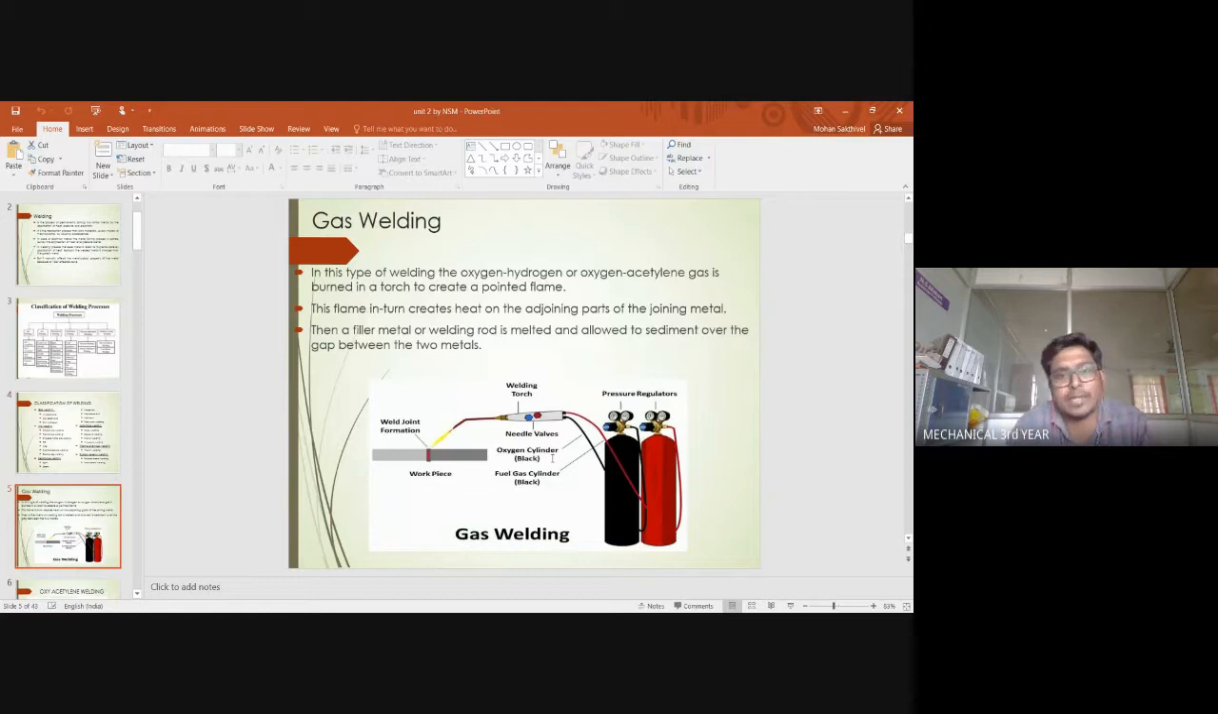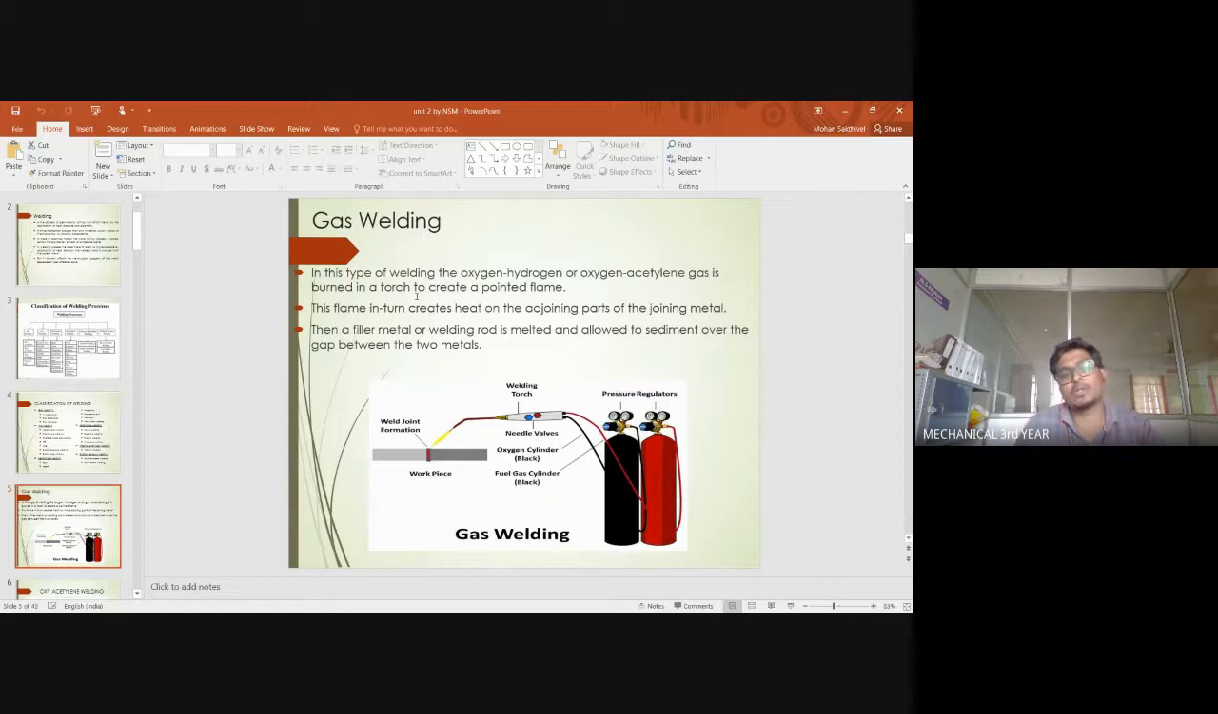So we have gas welding here. Here we have a typical diagram. We have two cylinders which contain the gas, and on the left hand side of the diagram you can see some workpiece. The workpiece is differentiated in two shades of gray, one light and one dark, and it doesn't mean that we are joining two dissimilar metals. Gas welding is predominantly meant for joining two similar metals.